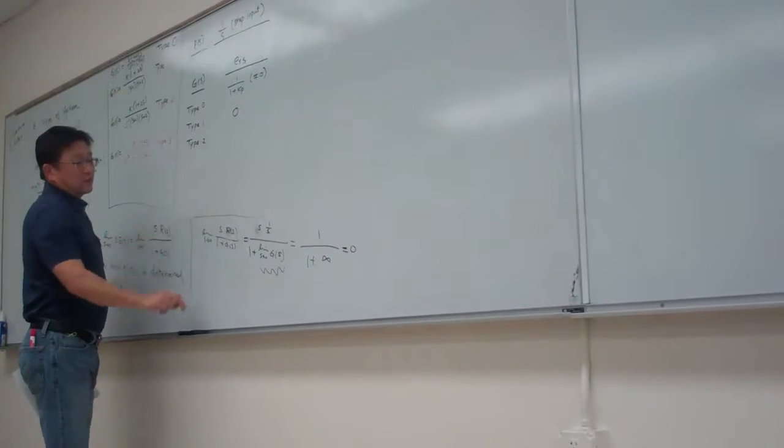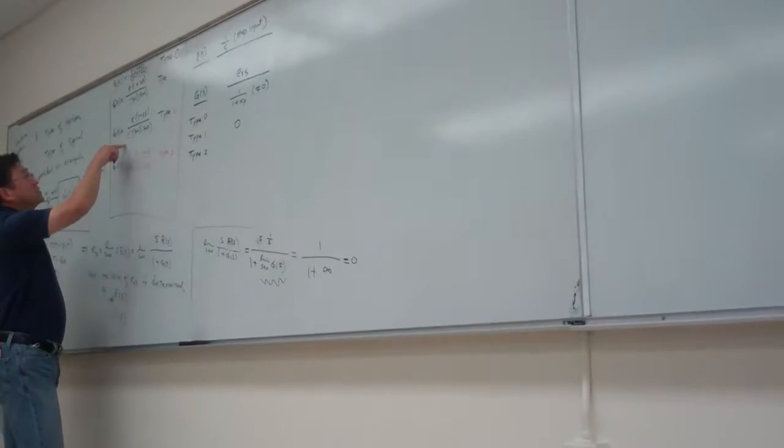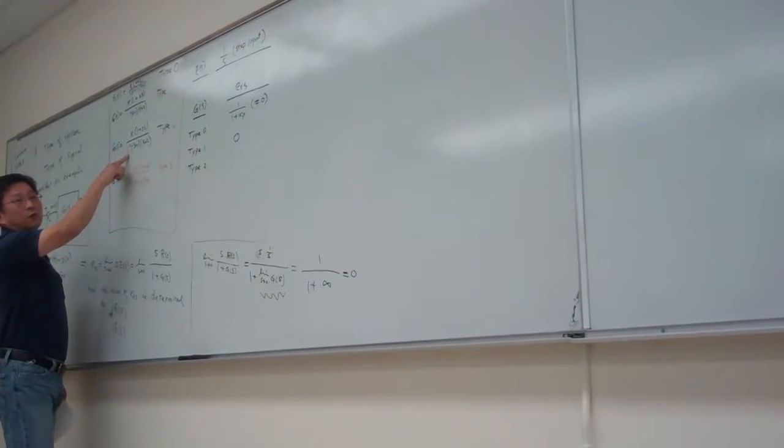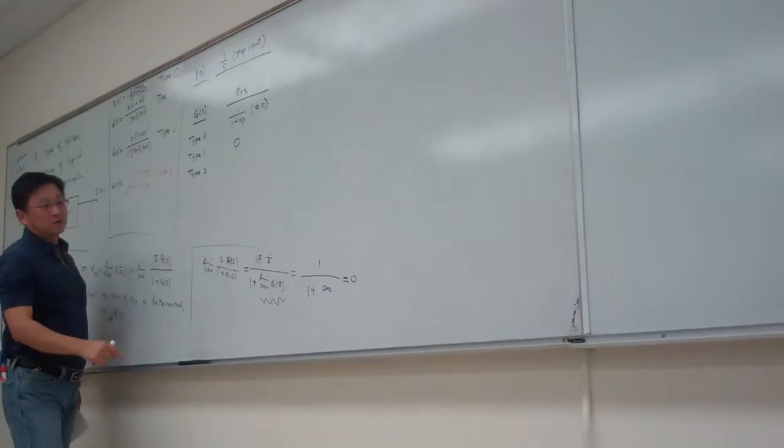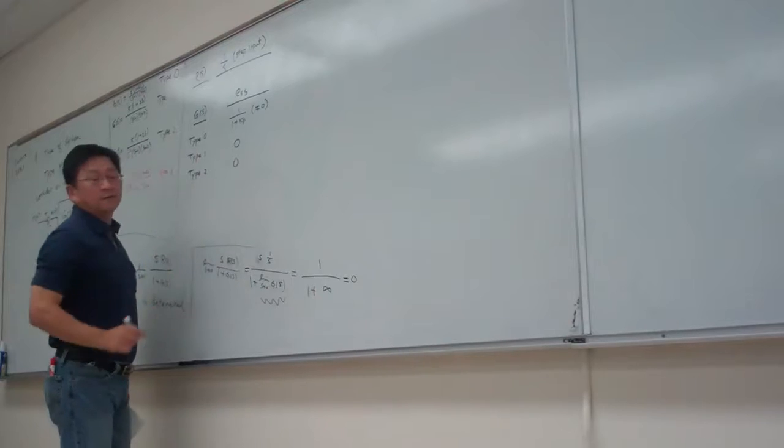For a type 2 system, the same thing. For a type 2 system, we even have double poles at the origin, so that is more infinity. So again, this one will be infinity here.